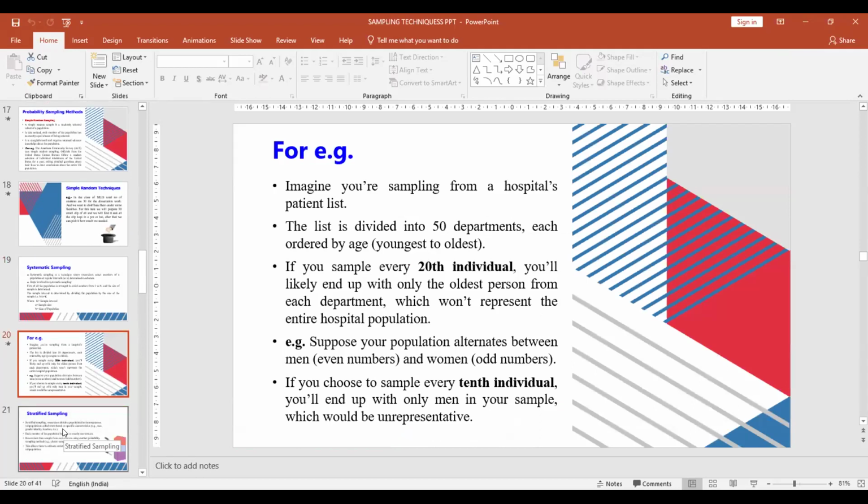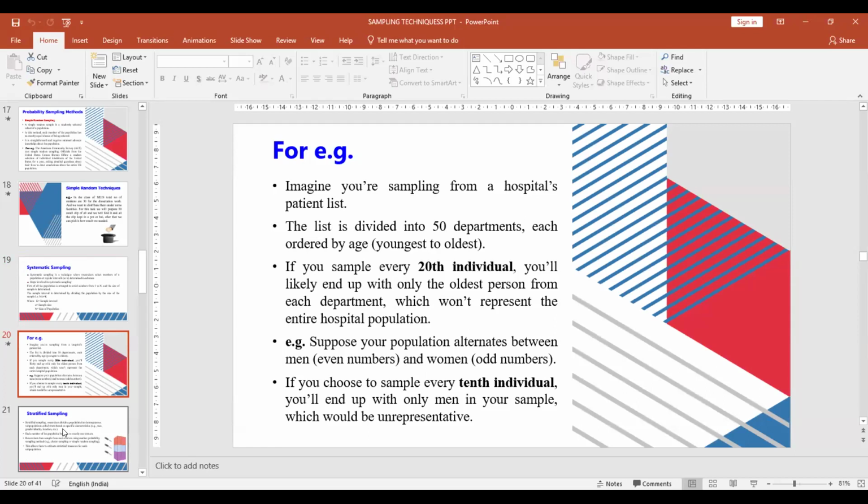For example, imagine you sample from hospital patients. The list is divided into 50 departments, each ordered by age, from youngest to oldest. If you sample every 20th individual, you will likely end up with only the oldest person from each department, which won't represent the entire hospital population.